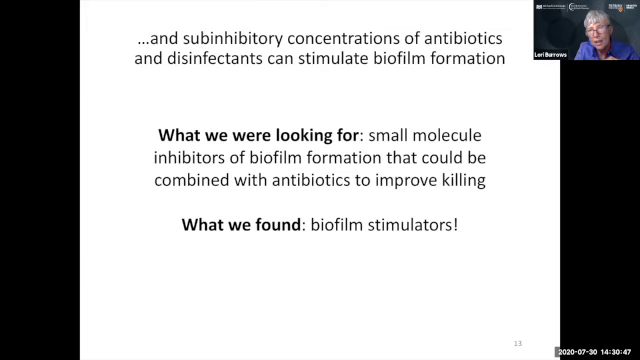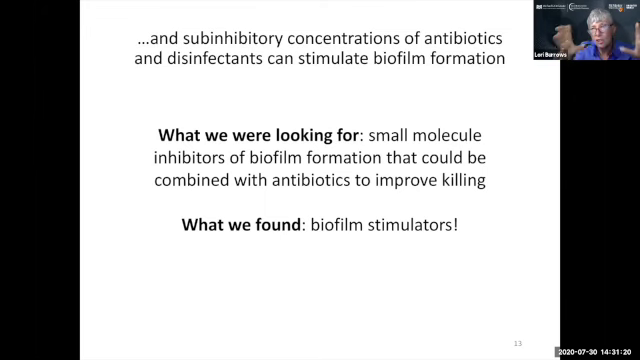So my lab studies this problem, and we sort of stumbled across it accidentally, like most good serendipitous things in science. We were looking for small molecule inhibitors of biofilm formation that we could combine with antibiotics in order to improve the killing of the antibiotics. So our idea was that we would give the antibiotic at the same time as a biofilm inhibitor so the bacteria would not have time to form a biofilm and resist the antibiotic. And what we found instead were biofilm stimulators.